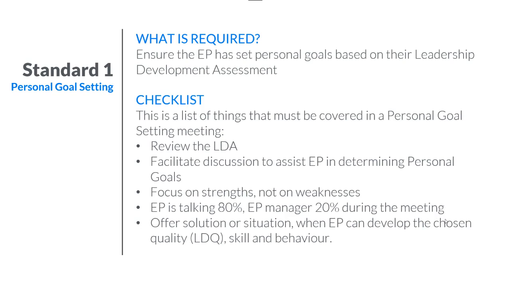So first of all, you need to review the LDA that you already have, to prepare for the meeting. Facilitate discussion to assist the EP in determining personal goals. You can bring the job description of the project or opportunity they're going for, and see what exactly they want to develop out of the leadership qualities, as well as the skills, behaviors, strengths, and weaknesses that they have.